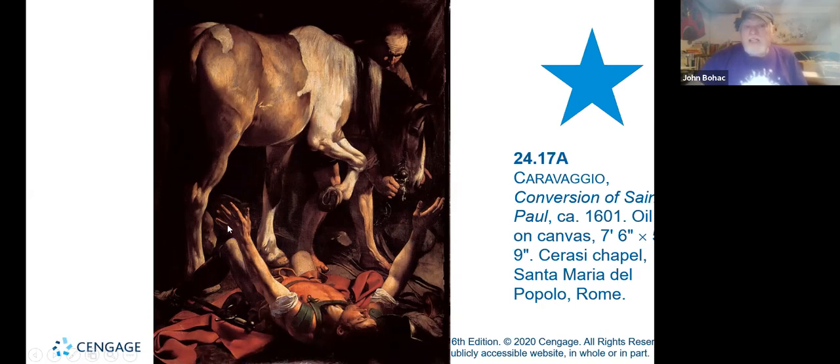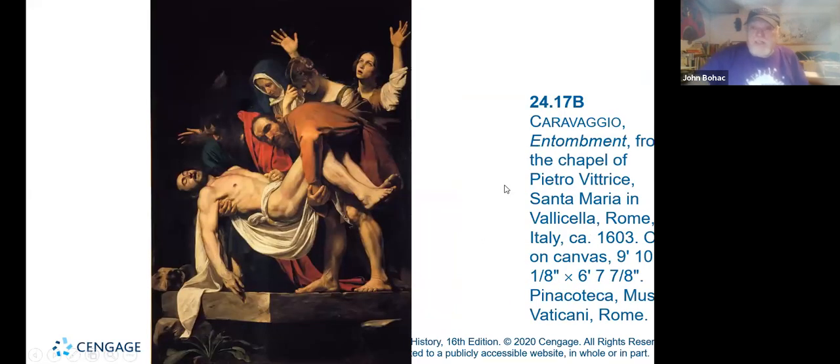It is a very dramatic scene, and the drama is only enhanced by the use of these strong contrasts between light and dark. And so that's Caravaggio. Here's another Caravaggio, Tenebrism, theater, emotion. And again, we're looking up at this. It's almost as though we're sitting in the front row of this drama.